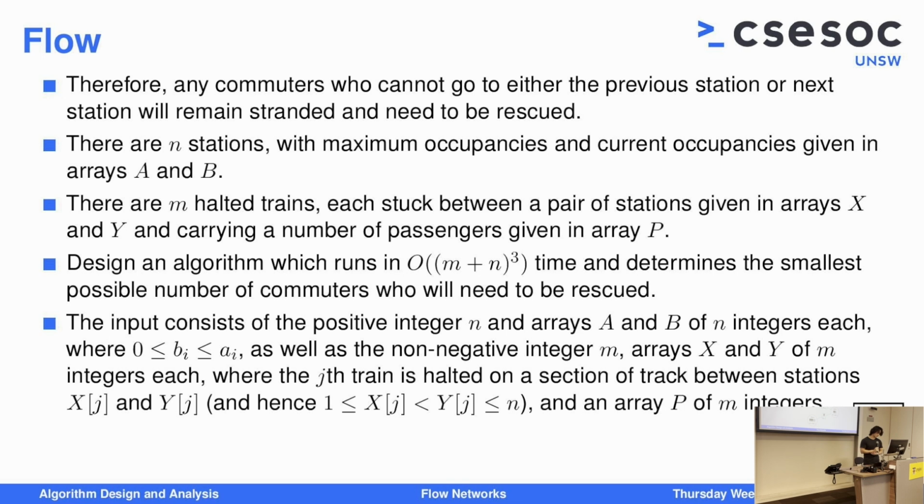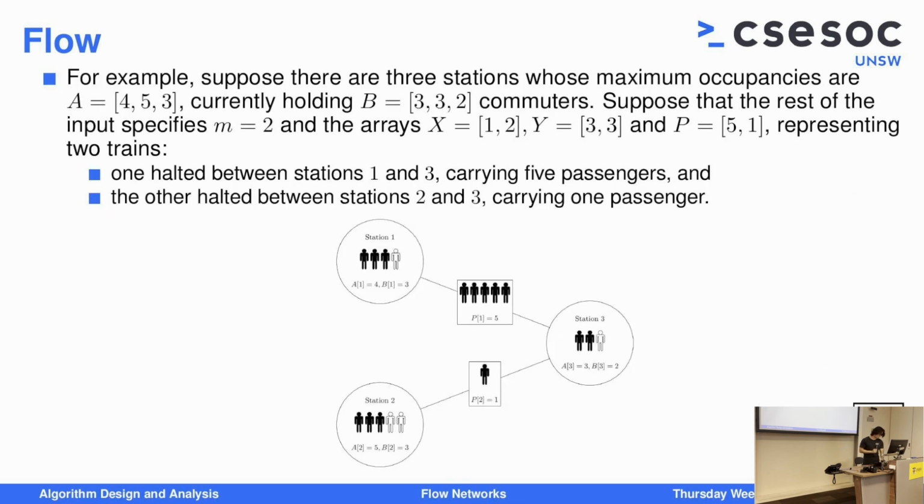So we'll go back to this image. Does anyone have any ideas about how we can construct a flow network to solve our problem?